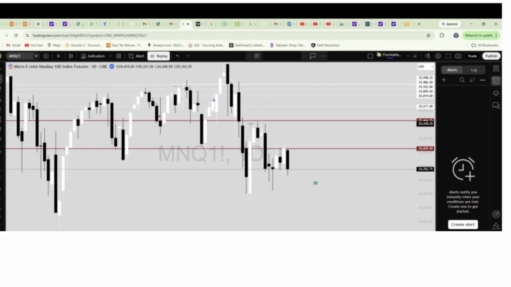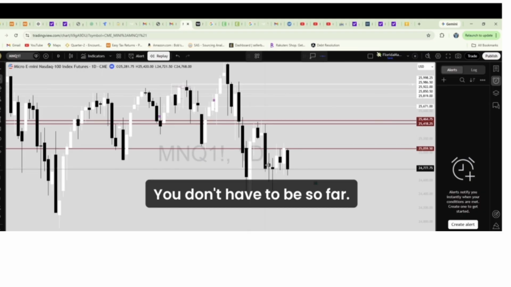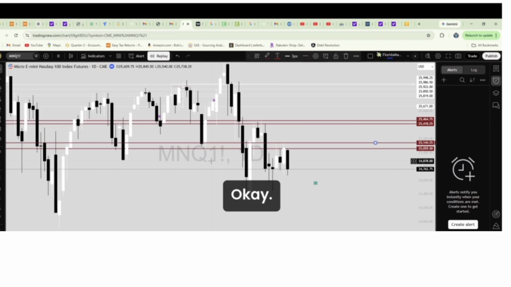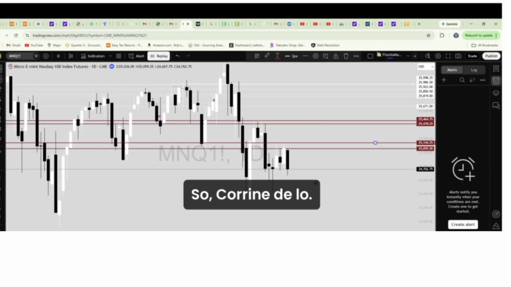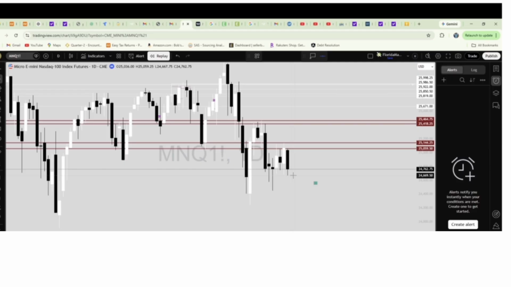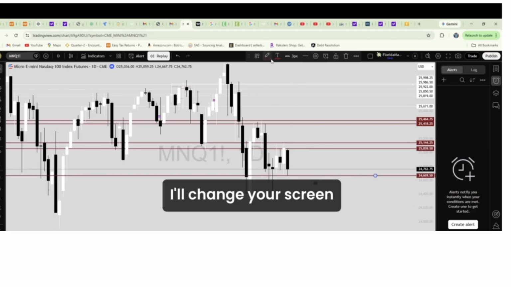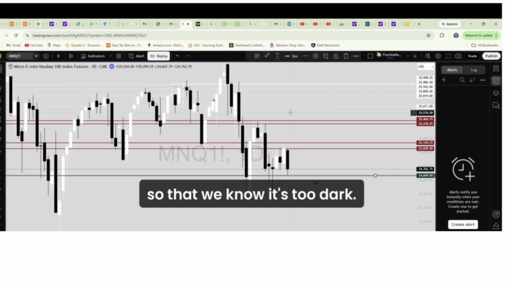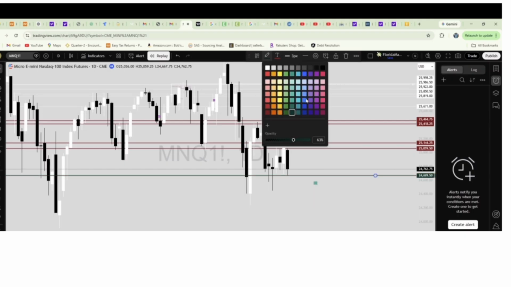So it's Nasdaq. You don't want them to be so far. Okay, so current day low. I'll change this to green so that we know. That's so dark. Okay.